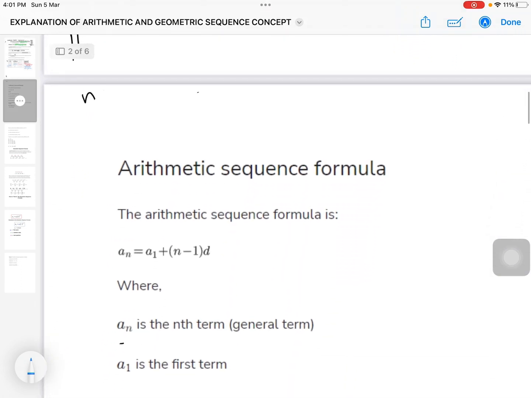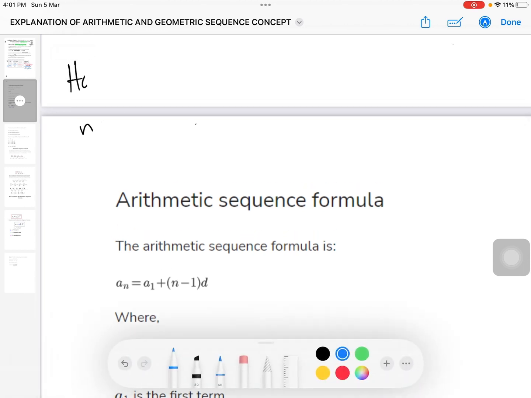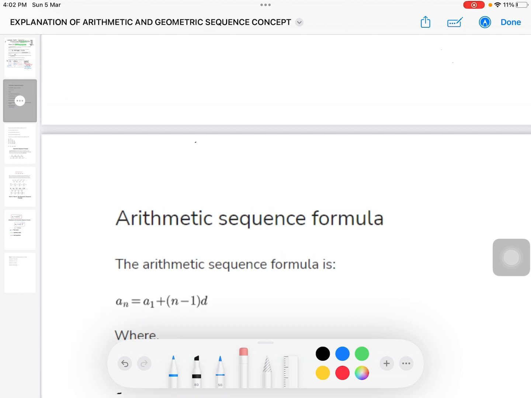Now, when they give you an arithmetic sequence, there is one more thing which they can ask you in the exam paper.